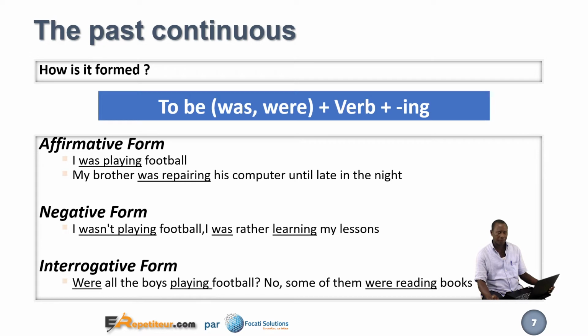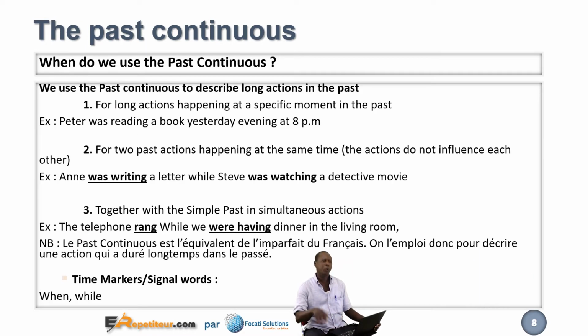In the negative form, I wasn't playing football. I was rather learning my lessons. In the interrogative form, were all the boys playing football? No, some of them were reading books. Now, when do we use the past continuous? We use the past continuous to describe long actions in the past. Please don't forget, long actions in the past.